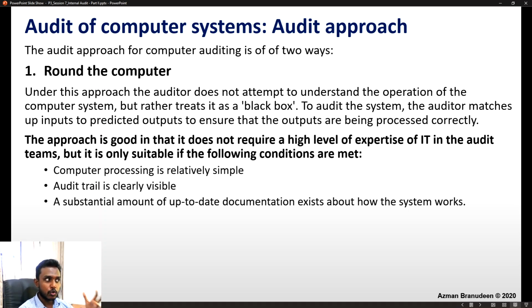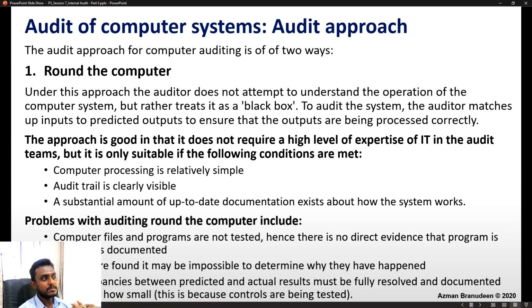Now, this approach is good in that it does not require a heavy level of expertise of IT in the audit teams, but it is only suitable if the following conditions are met. What? Computer processing is relatively simple, the audit trail is clearly visible, and a substantial amount of up-to-date documentation exists about how the system works. If these conditions are met, you can do a round the computer audit.